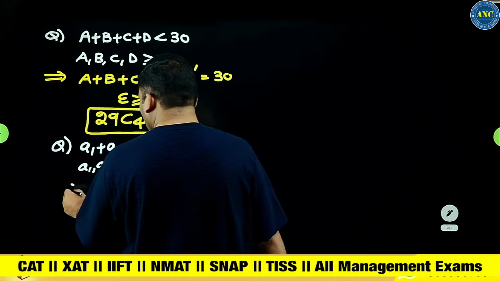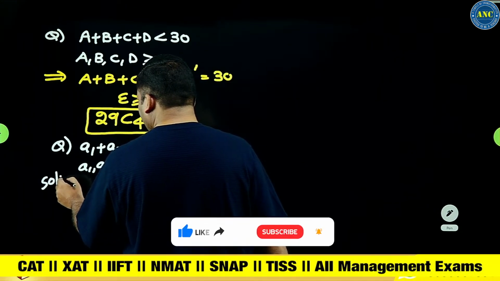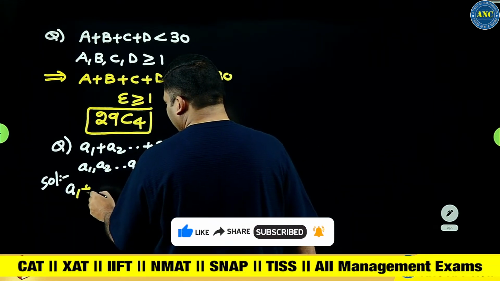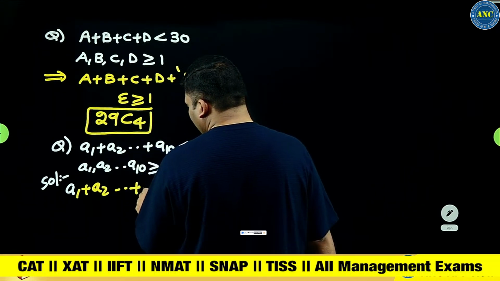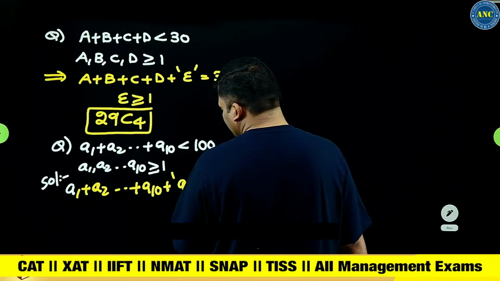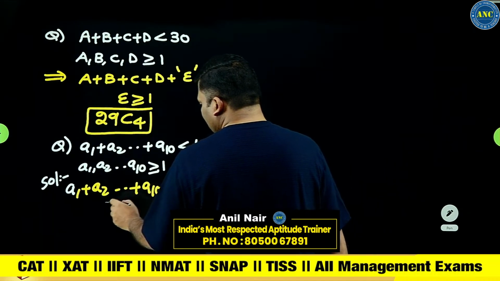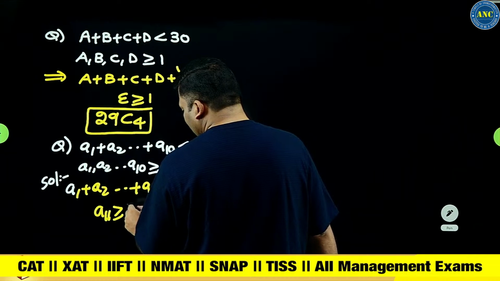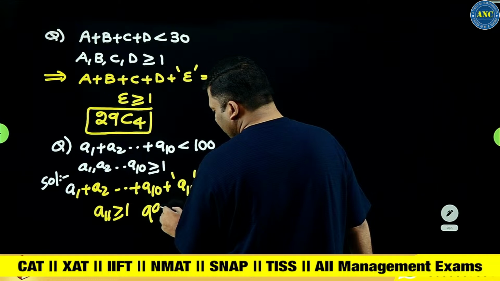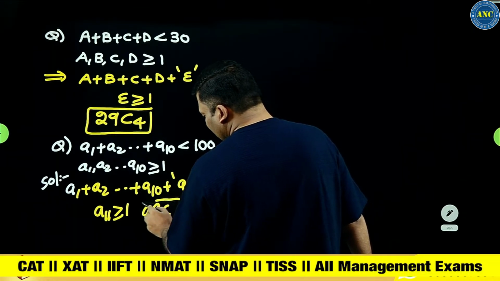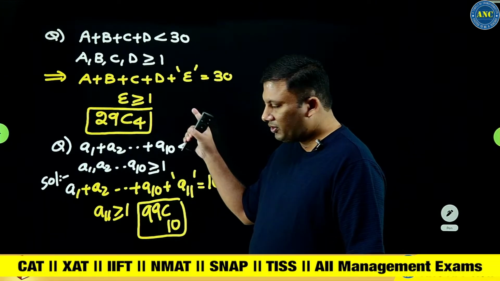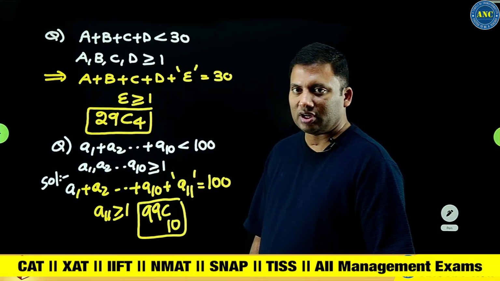That means the solution will be A1 plus A2 and so on up to A10 equals 99. Whatever the deficit is, I will give it to a dummy variable, A11 greater than or equivalent to 1. 100 balls are there, there are 99 gaps. 11 variables are there, there are 10 cuts. 99C10. I hope this concept is very much clear to you.